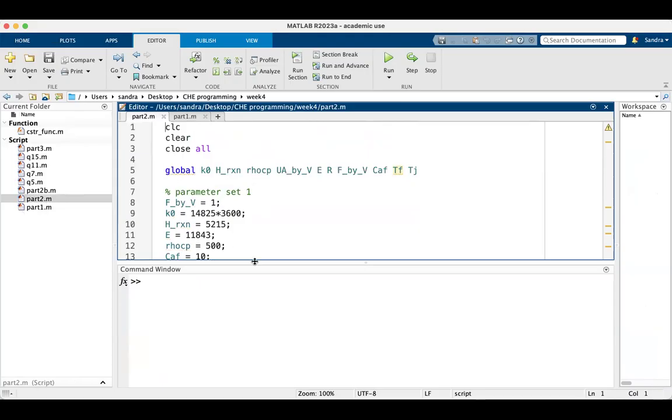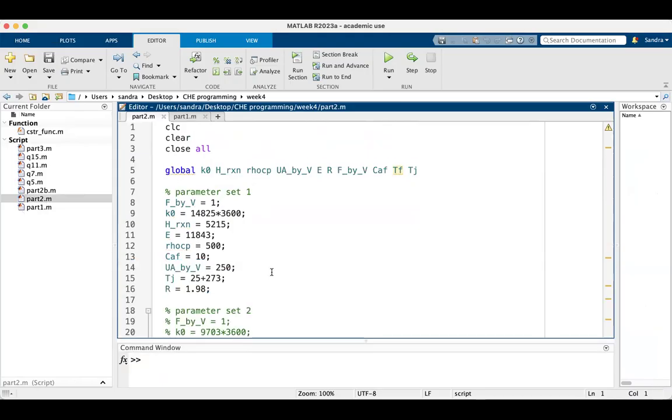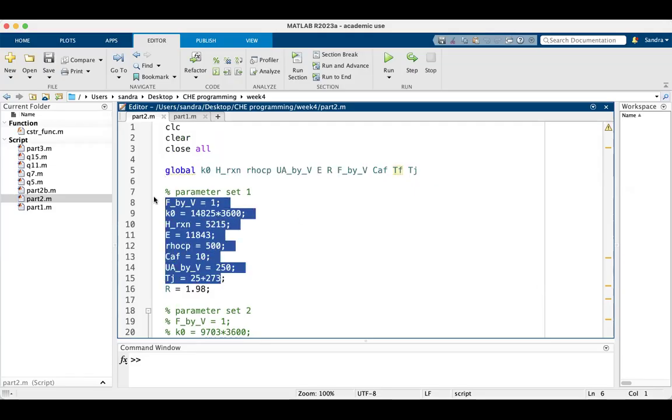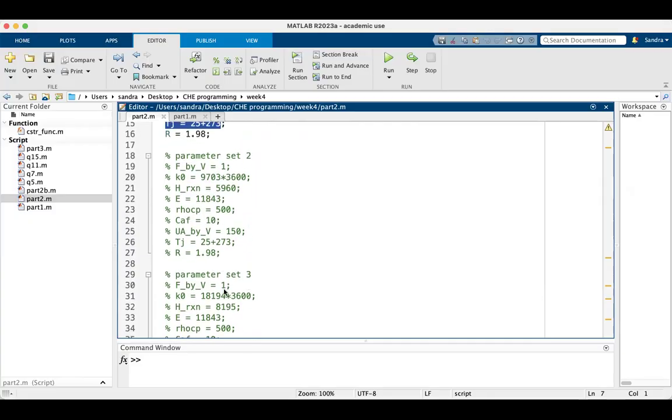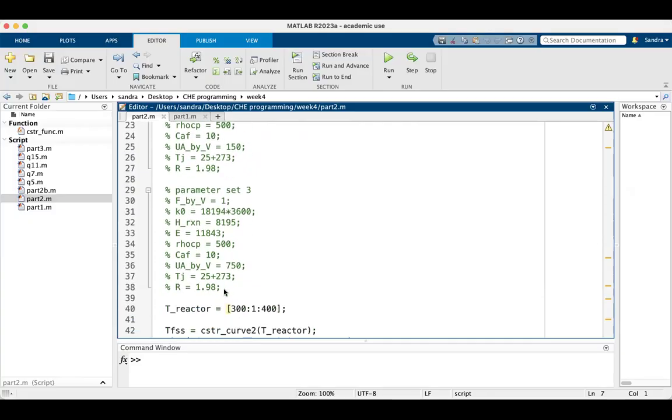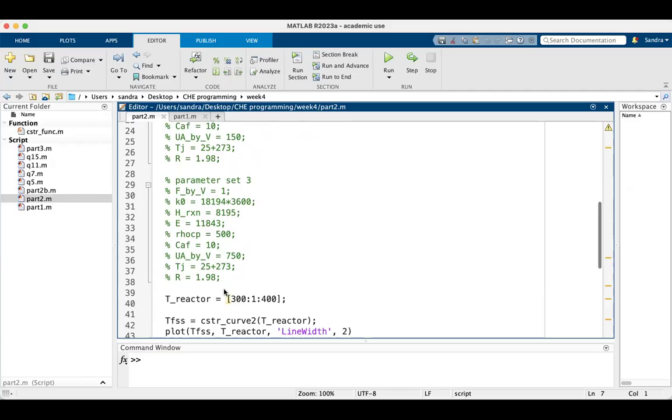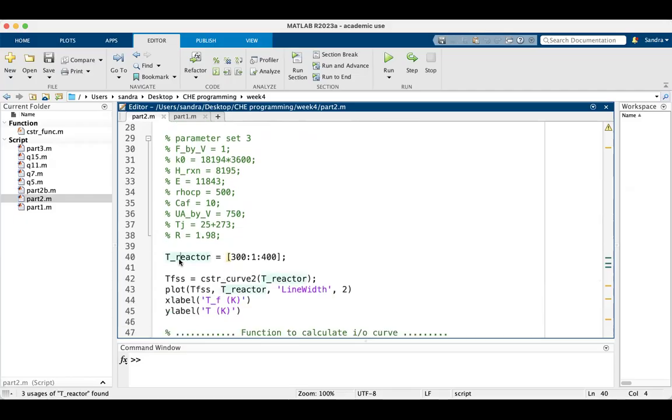Okay. Now coming to part two, first we have all the basic equations, and then we are declaring the global variable as we did before. And now we have the set of parameters. The parameter set 1 is there. Similarly, your parameter set 2 and set 3 has been given to you. But first, let us do for set 1 because the rest of the steps you can just keep repeating what you have done for set 1. Okay. Now we have the reactor.